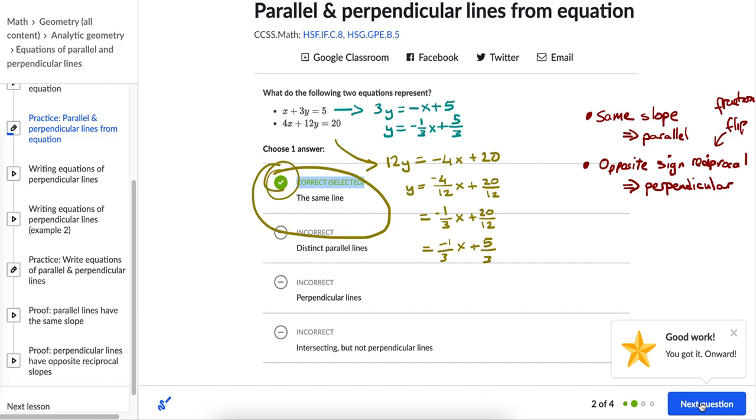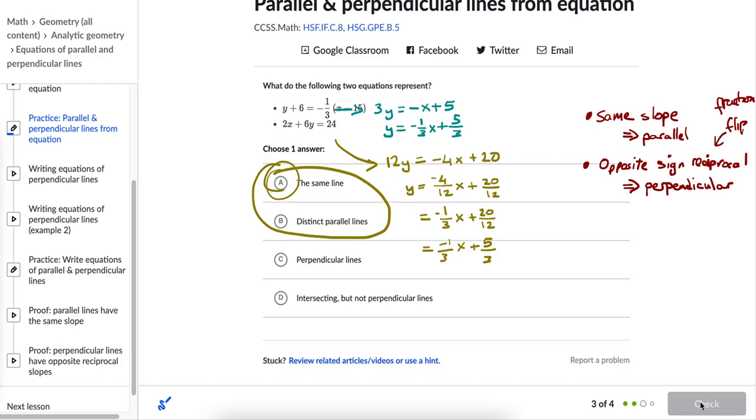Okay, so you'll see a variety of situations going on here. Some of them will have the same slope and not the same y-intercept, giving you just parallel lines. Some of them will have the same slope and the same y-intercept, giving you the same line. Some of them will have the opposite sign reciprocal, right?